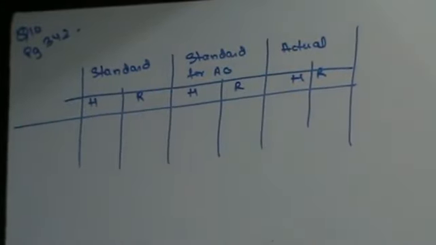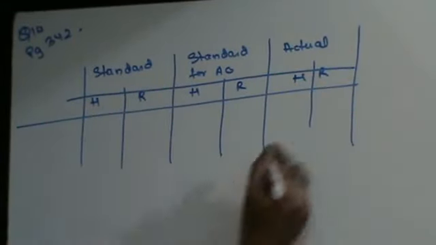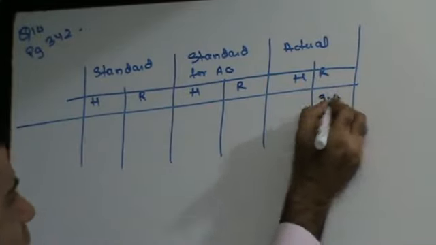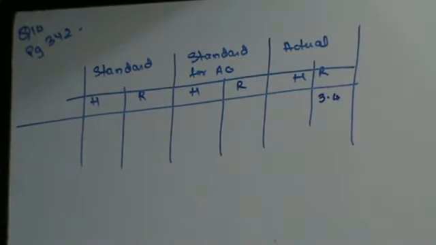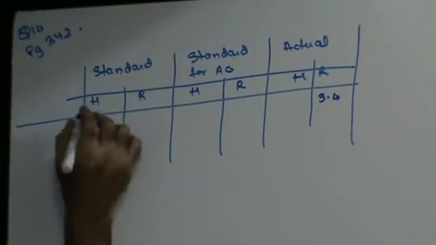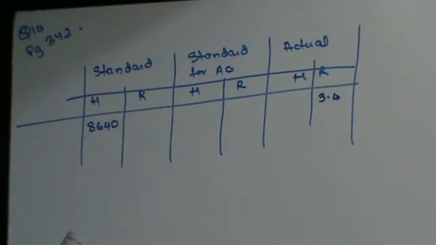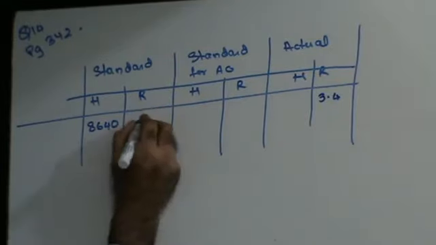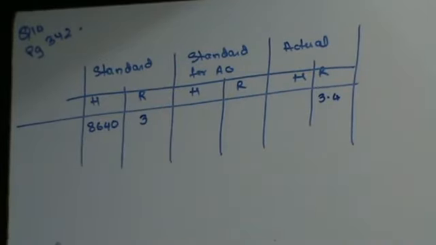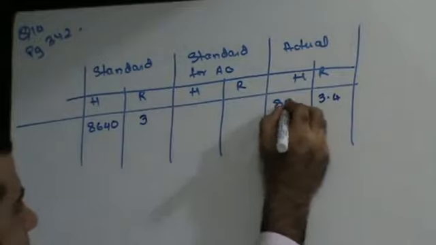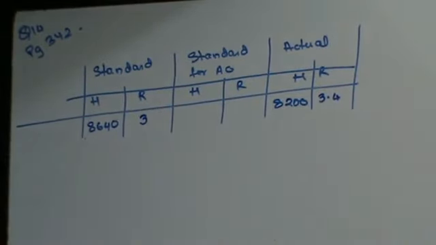They have given you that actual wage rate per hour. Guys, actual wage rate per hour is given to you as 3.4. Since they have said actual, I am writing it in actual. Standard hours for production is 8,640. Standard rate is given to you as 3 rupees. And actual hours are given to you as 8,200. Right? Now, your table is ready.